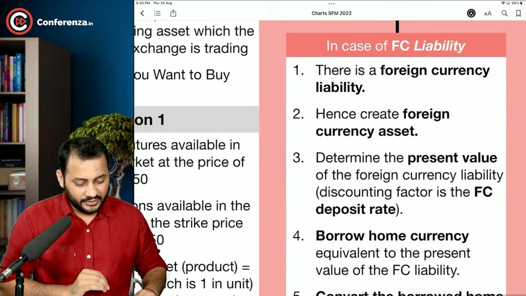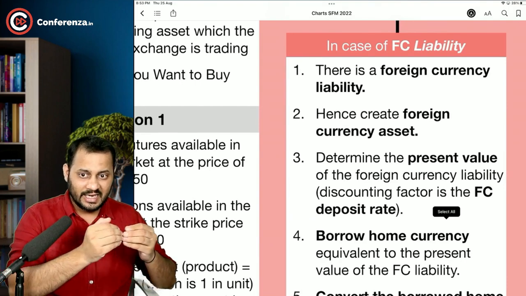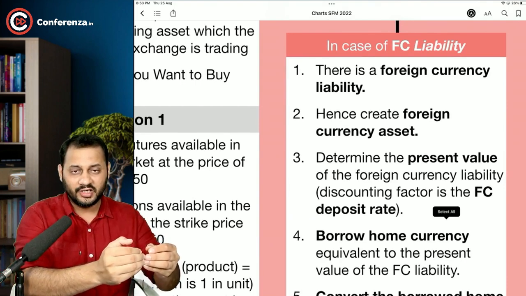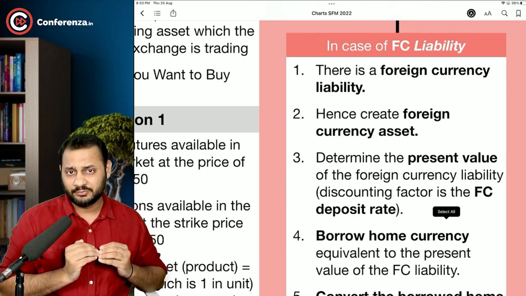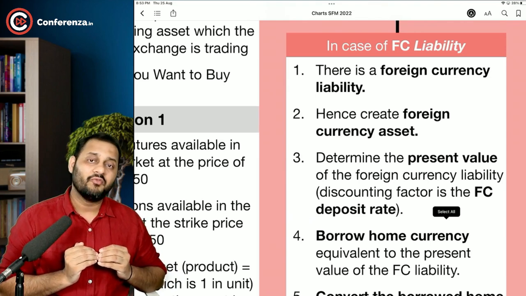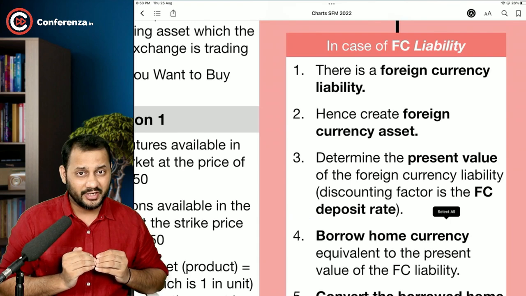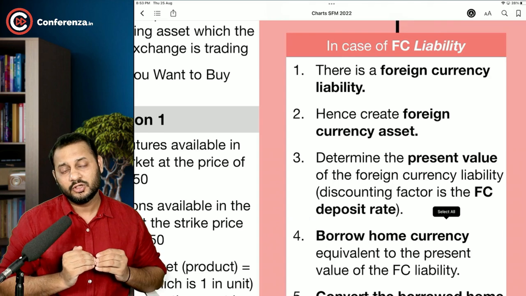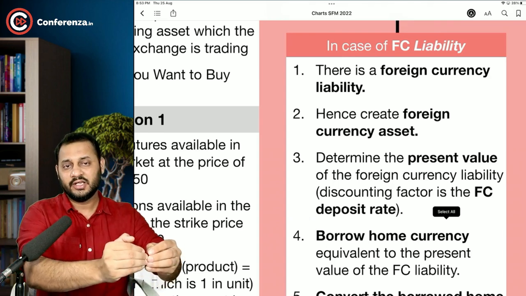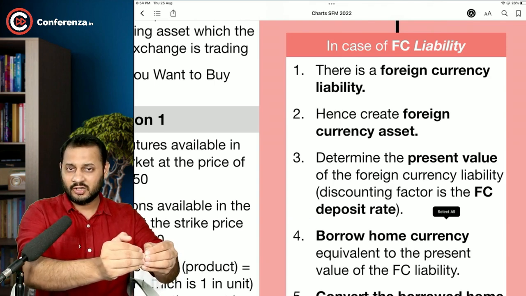Now, if you have a liability, let's say you are an importer, what will happen? You have a foreign currency liability after 6 months. You create a foreign currency asset. Why do you think after 6 months you will receive money? What action is required today? Just imagine what action is required today so that you will receive dollars after 6 months. Investment. Invest dollars today in America, and only then you will receive.